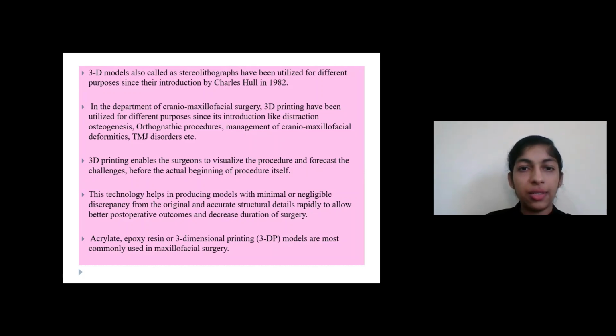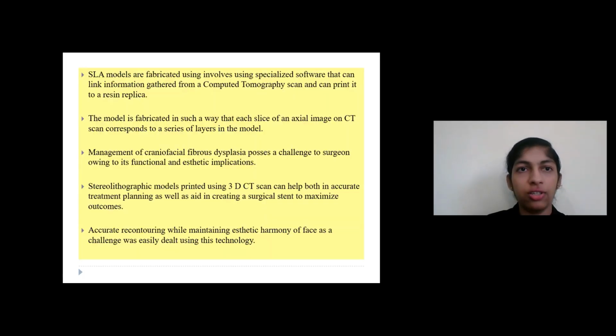This technology helps in producing models with minimal or negligible discrepancy from the original and accurate structural details rapidly, to allow better postoperative outcome and decreased duration of surgery. Acrylic, epoxy resin, or 3-dimensional printed models are most commonly used in maxillofacial surgery. SLA models are fabricated using specialized software that can link information gathered from a computed tomography scan and print it to a resin replica.